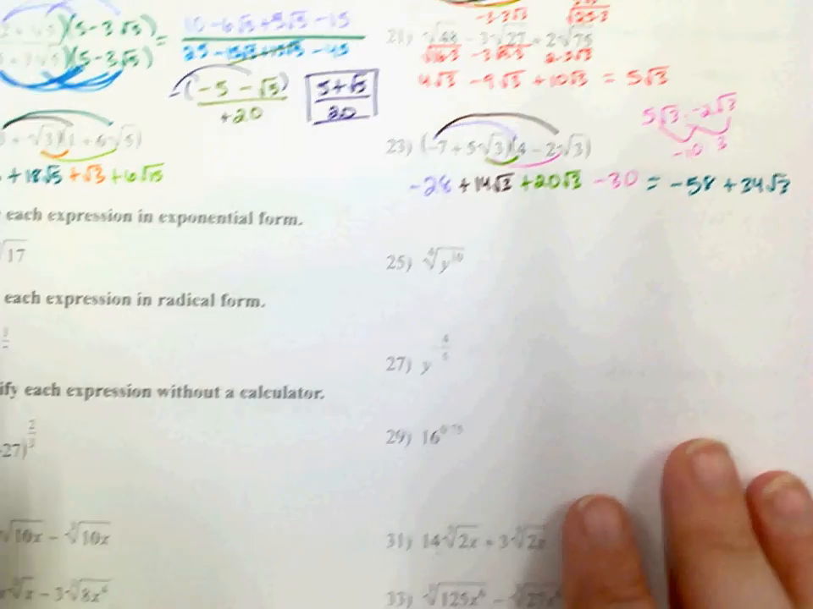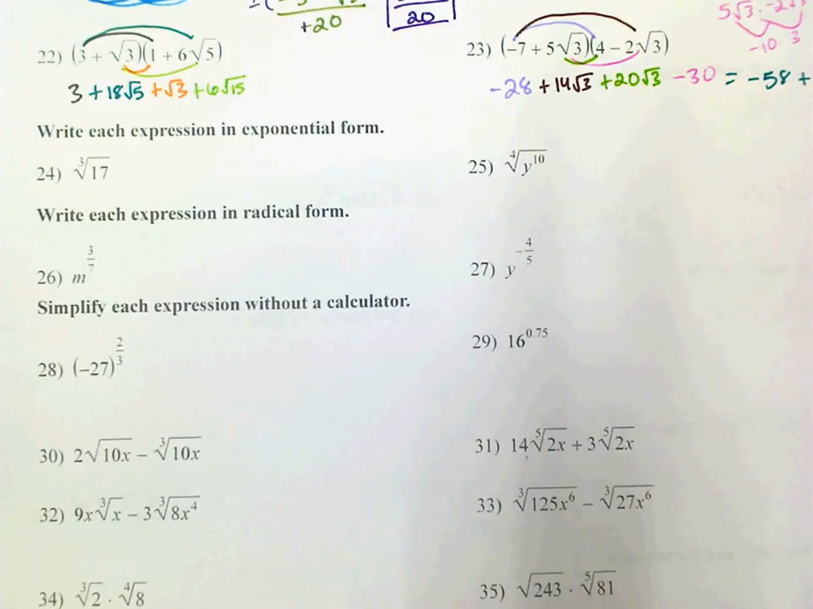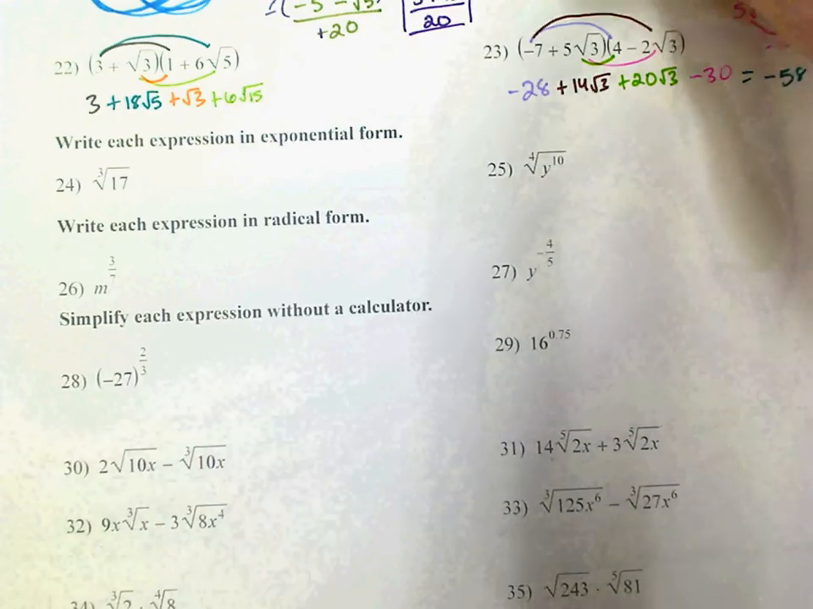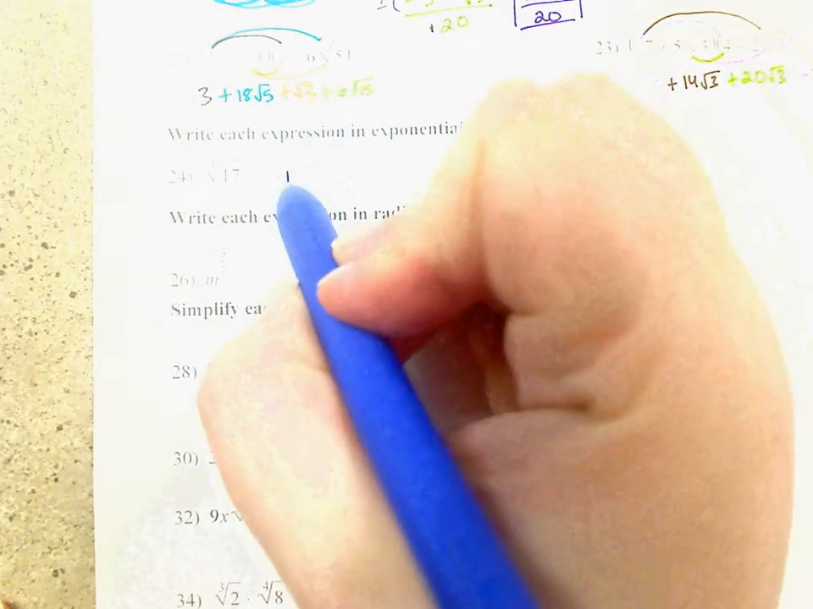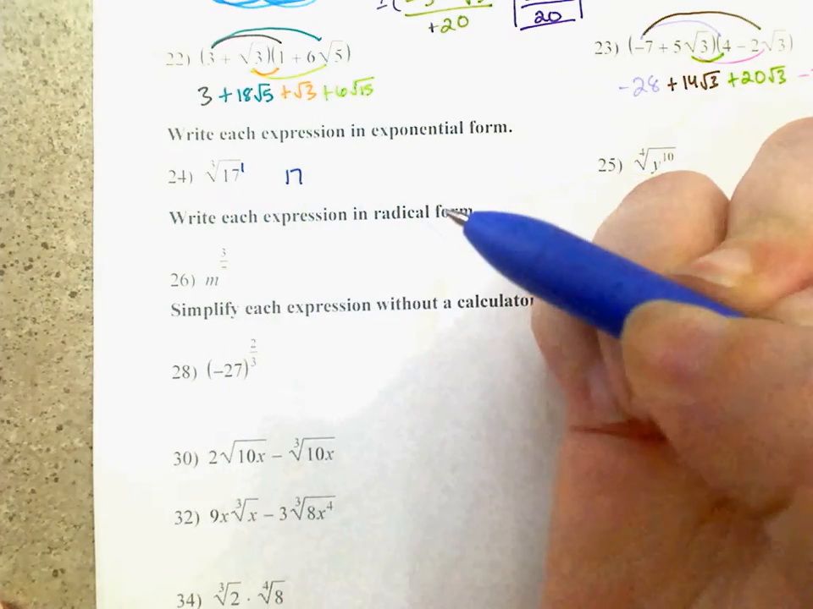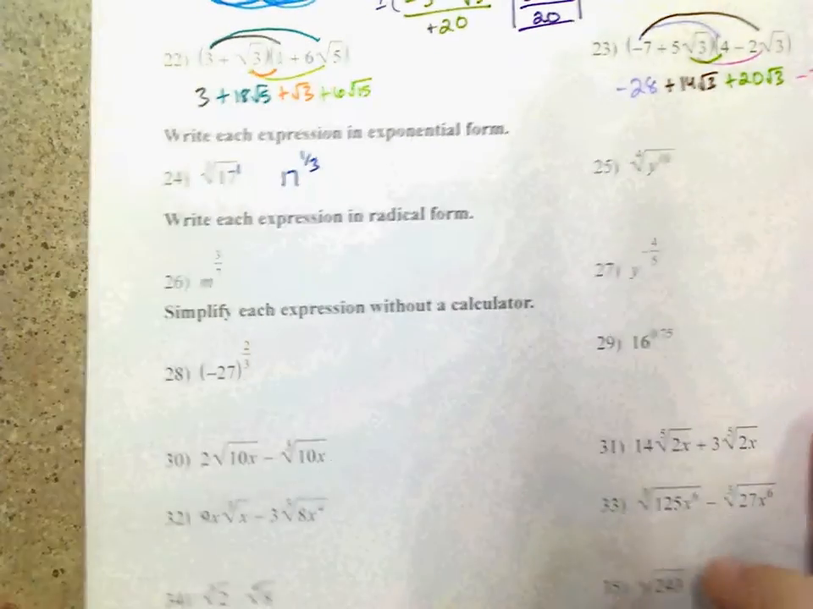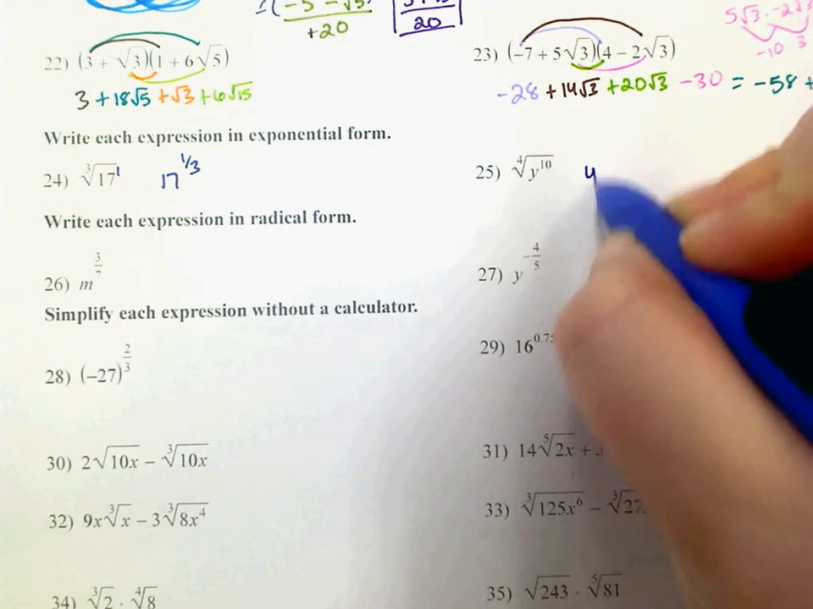So now we get into exponentials and rewriting. Write each expression in exponential form. That means just rewrite it. This is 17 to the first power being taken the cube root of, so that is 1 over 3. And this is the fourth root of y to the 10th, which means y to the power over root, 10 over 4.